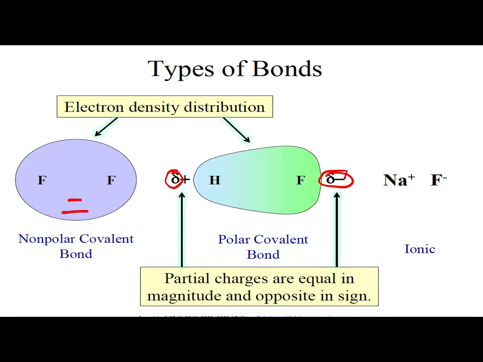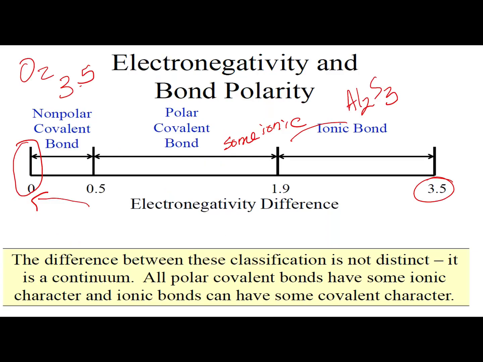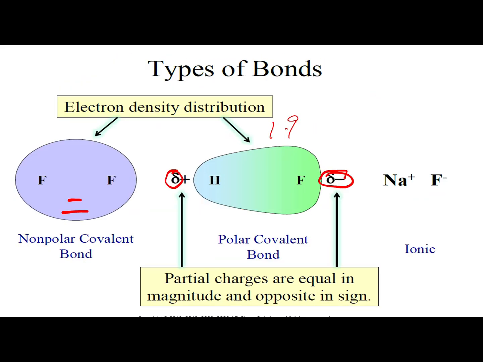The electronegativity difference in this molecule is 1.9. And if you go back to that chart, 1.9, you notice is really almost ionic. So the fluorine atom is going to develop a partially negative charge, and the hydrogen atom end is going to develop a partially positive charge.